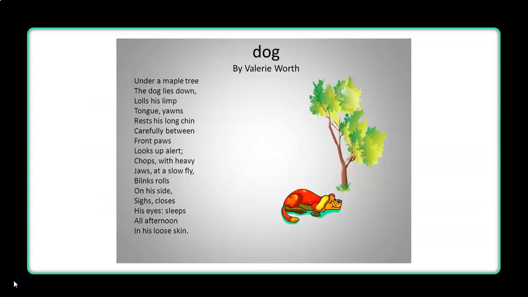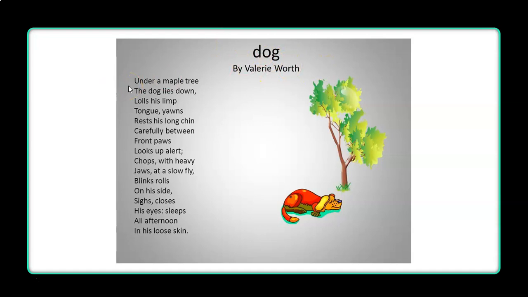Okay, boys and girls, so I want you to go to the back of your book. So we're going to pause right here in this page 14, and I want you to go all the way to the back. And I want you to find the poem that says Dog by Valerie Worth. And it's the same one that I have in the front, on the screen. So it says, Under a Maple Tree. So it's Dog, and it's by Valerie Worth. That's the speaker. That's the poet. So I could already start inferencing that it's going to be about a pet.